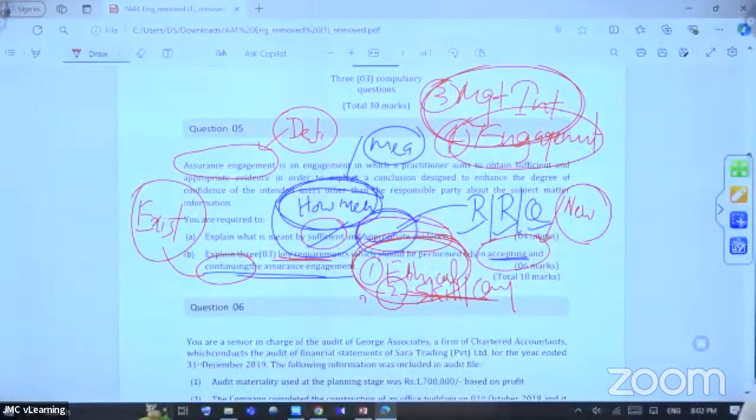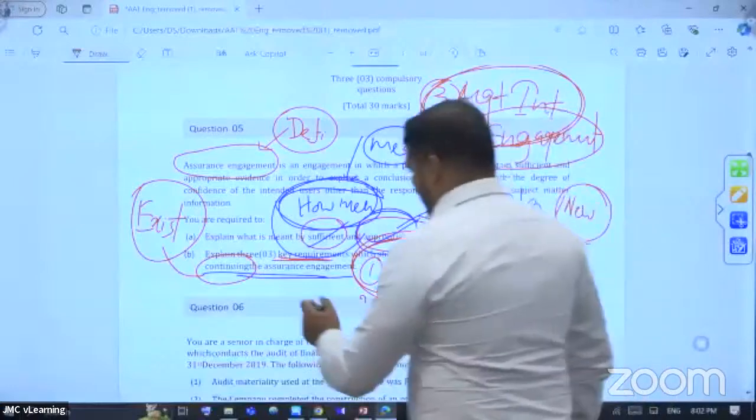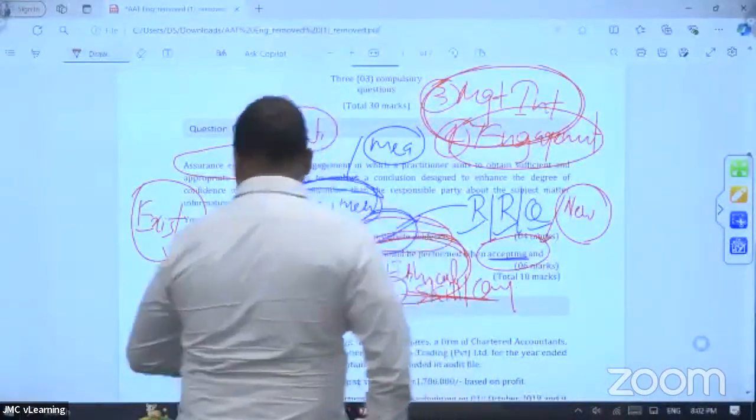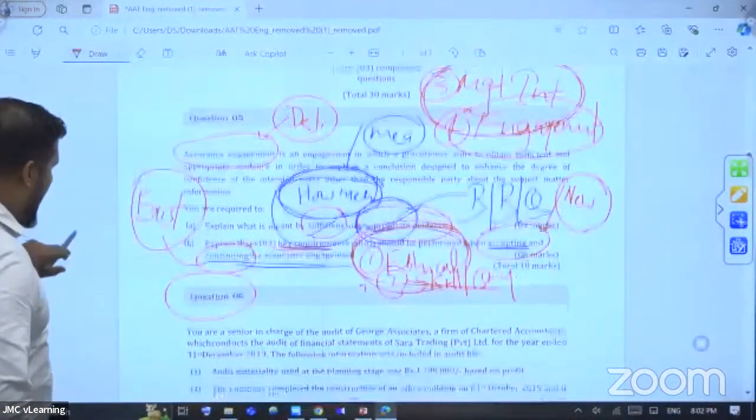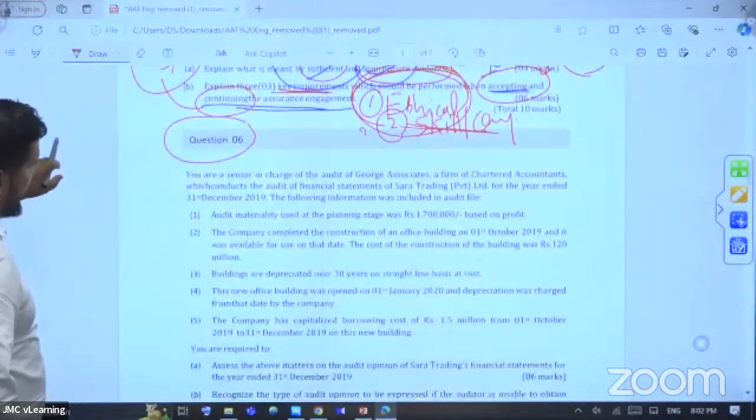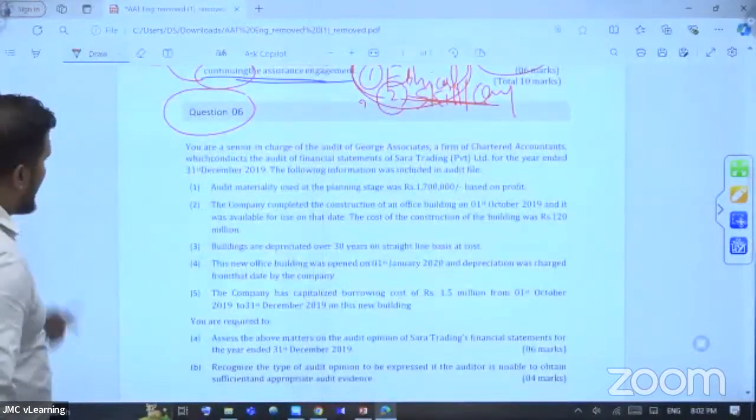Right, so we are going to discuss a very important question. Question number 6. This is an area you need to think a lot about, so we'll analyze this question.